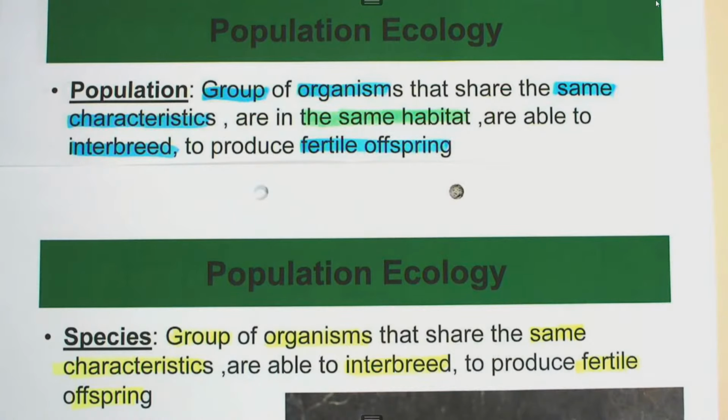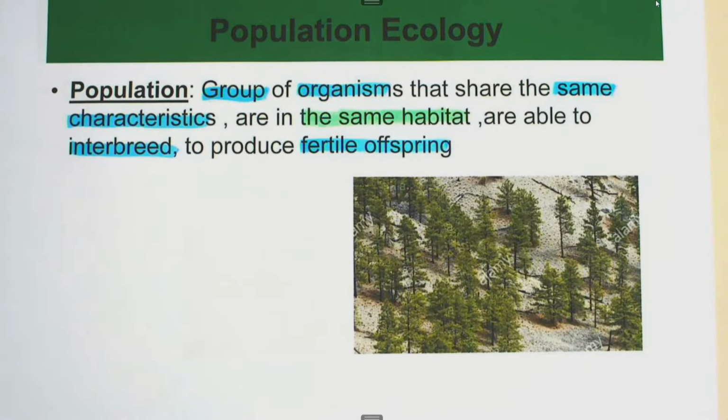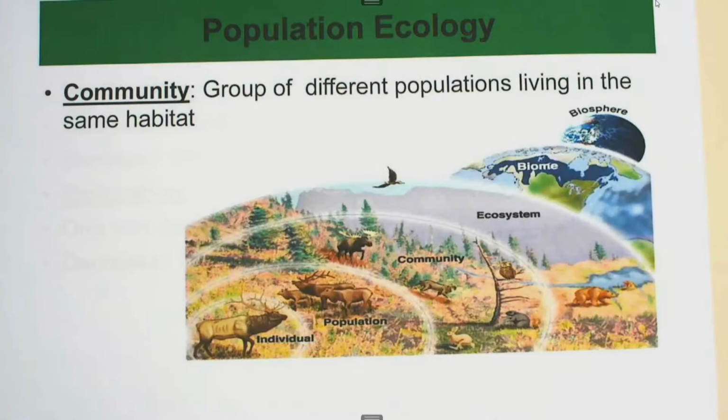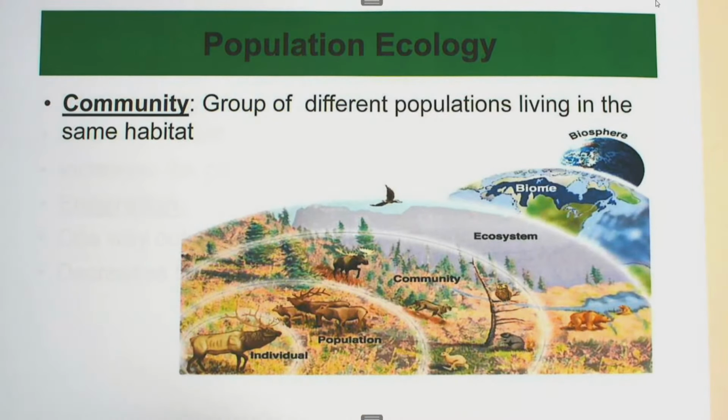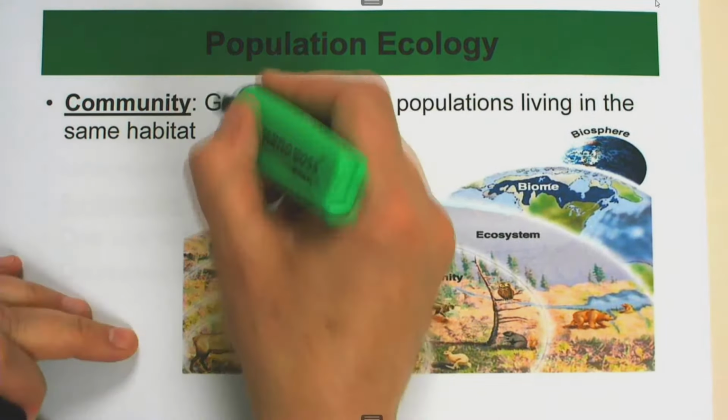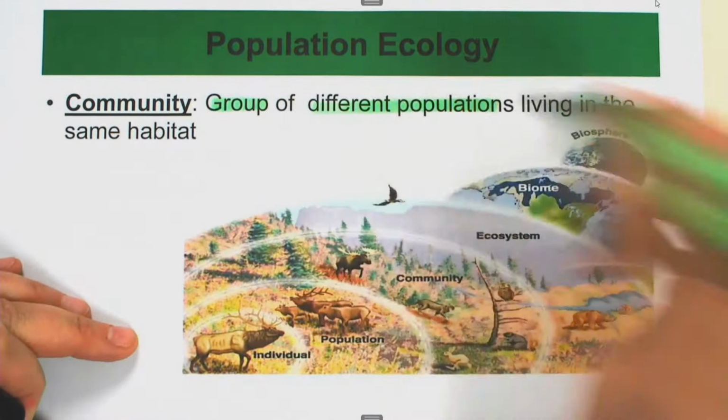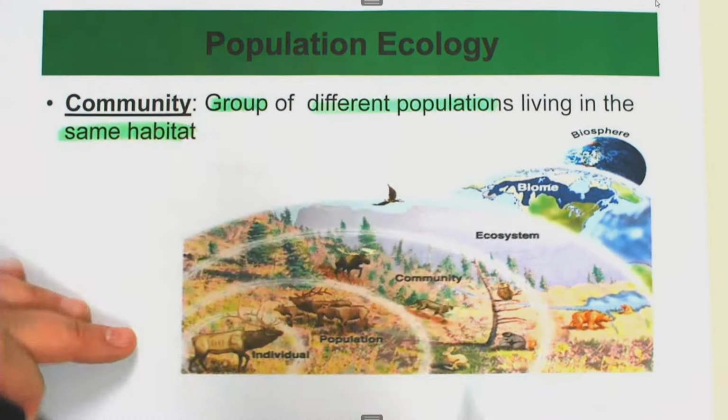Okay, so population, a group of organisms with the same characteristics or traits that are in the same habitat, they are able to interbreed, and when they interbreed, they have fertile offspring. So there I just have a population of pine trees, okay, just to give you some variety. Now we go from population to community. The community. What is the community? It is a group of different populations living in the same habitat.